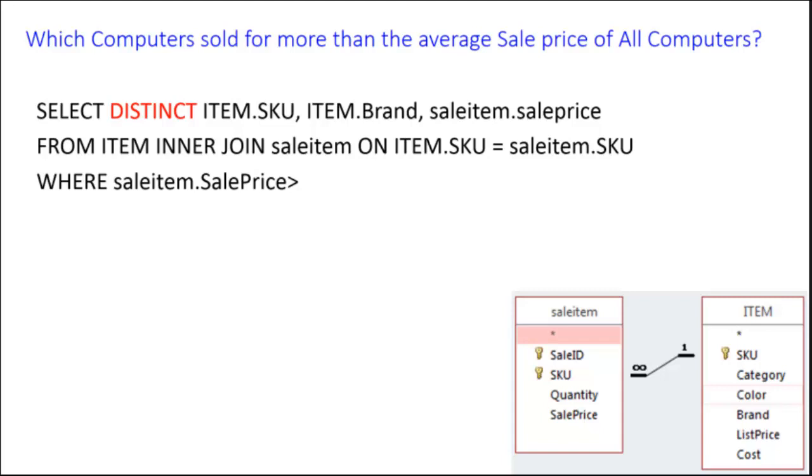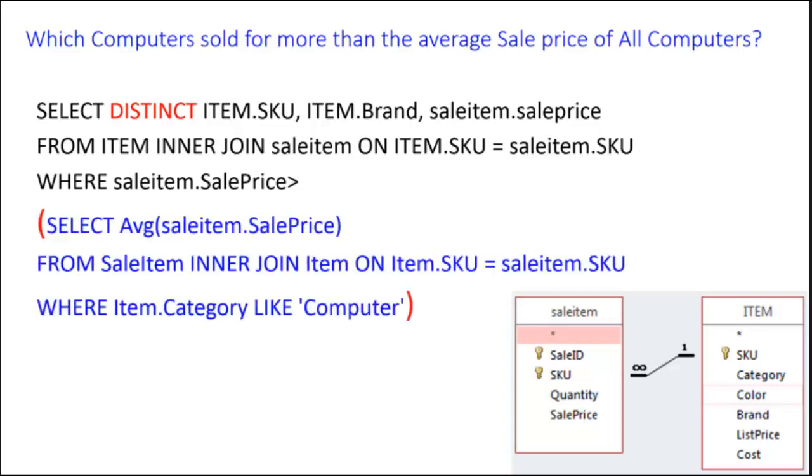Select distinct. Distinct will prevent repeating records. Returning the stock keeping unit, the brand, and sale price from the join of these two tables. Here we need to compare the sale price to a number, the average, and we can return that average using a query. That query, called a nested query, is within a pair of parentheses because we're starting a new query within the main query. Selecting that average number from the join of item and sale item, because we need the category, it must be a computer, and we need the sale price.